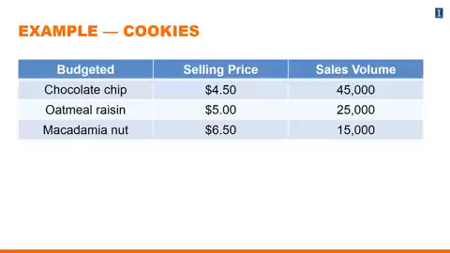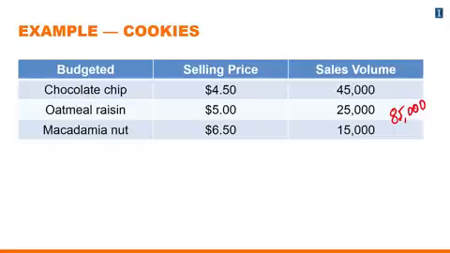For chocolate chip, the selling price is $4.50. For oatmeal raisin, it's $5, and for macadamia nut it's $6.50. And then we have projected, or budgeted, or expected sales volumes of cookies over this time period. We expect to sell 45,000 units of chocolate chip cookies, 25,000 units of oatmeal raisin, and 15,000 of macadamia nut. Now, one thing that we can see that's not actually listed here is that we expect to sell in total 85,000 cookies in total. That's the 45,000, 25,000, and 15,000 combined.